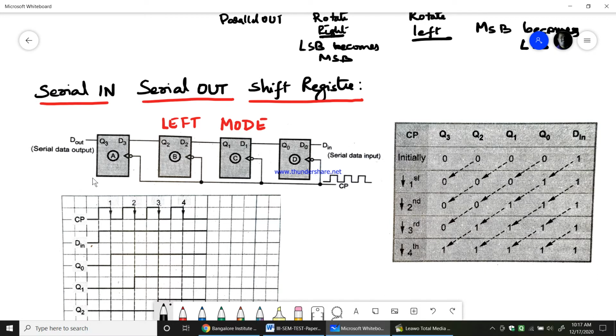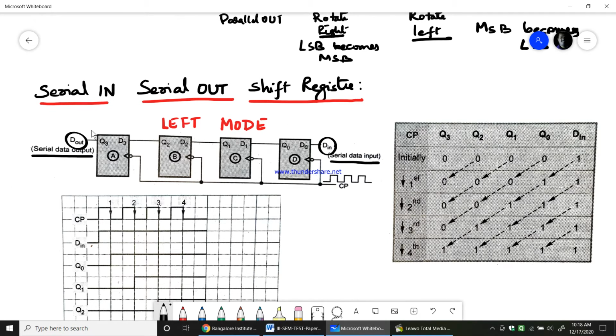Now what we are seeing in the register diagram here is a left mode shift register diagram, where data in is given at the right hand side and it is being shifted towards left. The output is taken at the left part of the flip-flop. So this is serial data in, whereas this is serial data out.